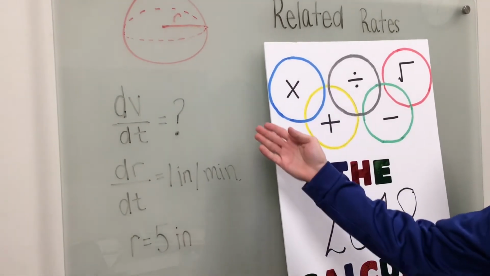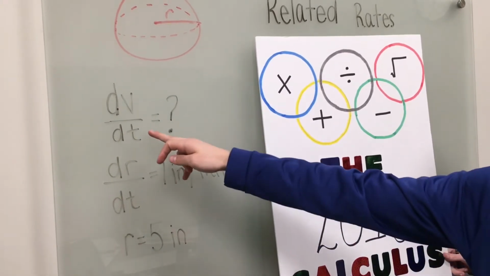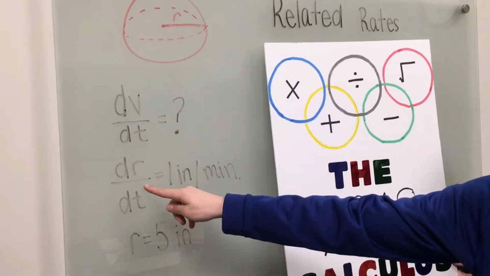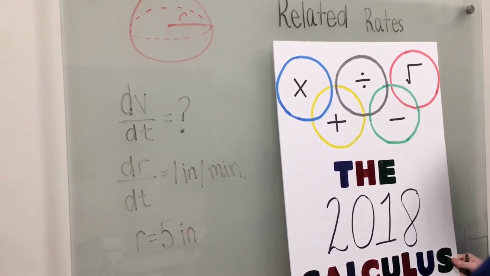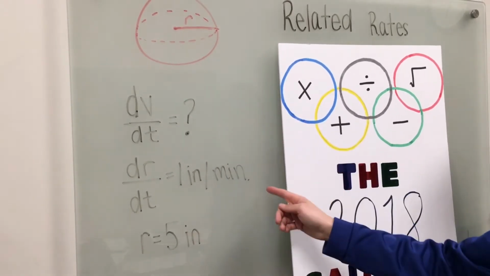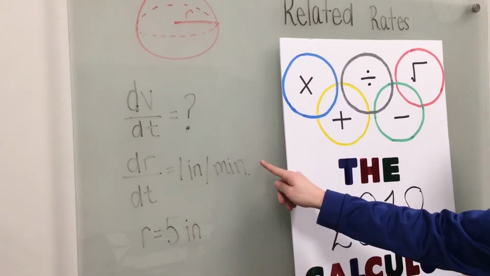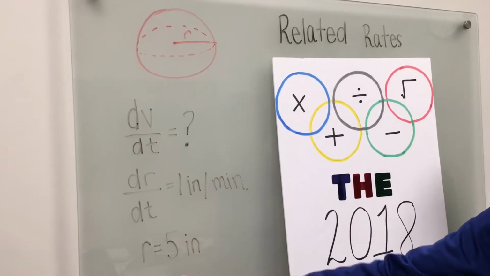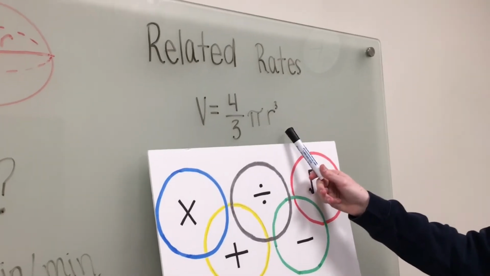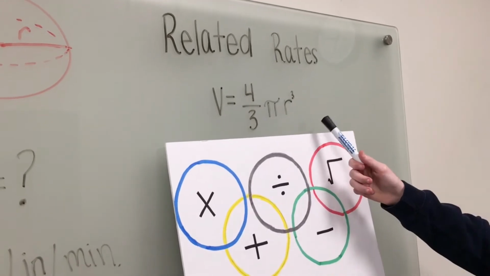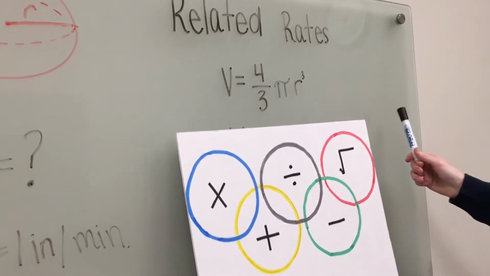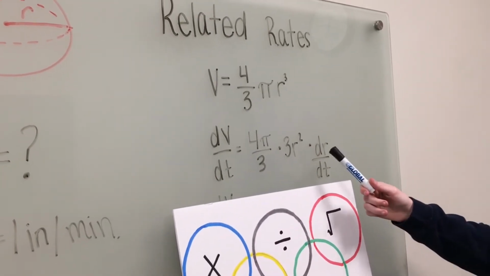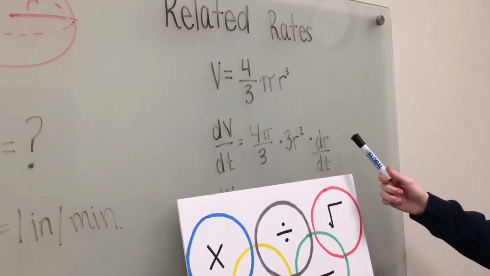So the rate of change of the volume is represented by dV/dt. The rate of change of the radius is represented by dr/dt, and the radius is represented by r. dV/dt is our unknown. dr/dt is 1 inch per minute, and we want to find dV/dt when the target's radius is 5 inches. The volume of a sphere is 4/3 times pi times r cubed. When we differentiate that, it becomes dV/dt equals 4 pi over 3 times 3r squared times dr/dt.